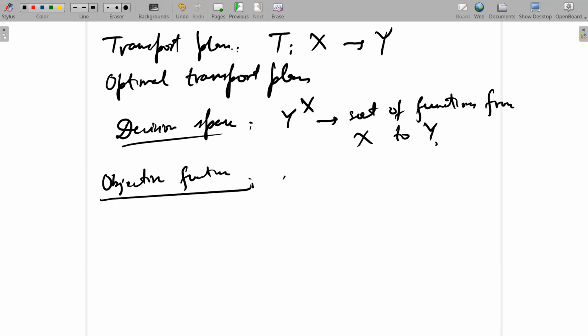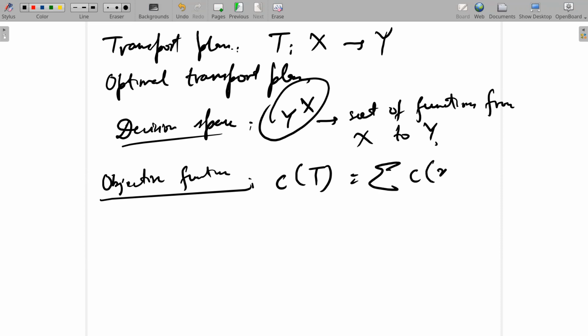It is C of T, where T is a transport plan, so T is an element of this set. What is the definition of C of T? It is a summation. If there are n points, it is the sum of C of x, Tx, where you're sending x to Tx and x belongs to capital X. So this is by definition your cost function for your transport plan.